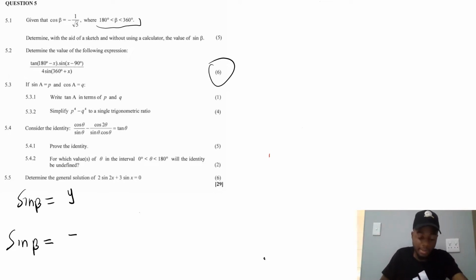So our sine beta is negative 2 over root of 5. And then you get 5 marks for doing all those things. But it's very much important to sketch a diagram. Okay? This one needs us to simplify.